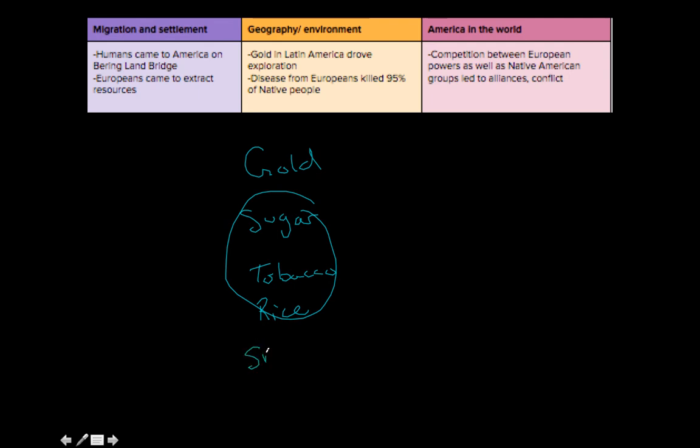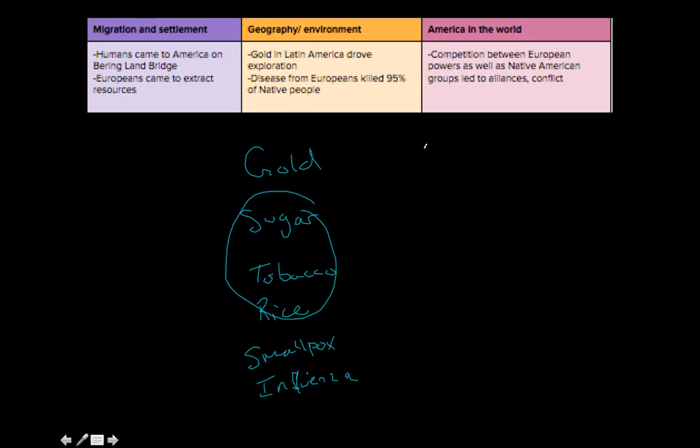We mentioned smallpox. That's one of the big ones. Influenza is also a major killer. So influenza is another one. So we see those diseases come and wreak havoc on the native population. Let's jump over to America in the world.